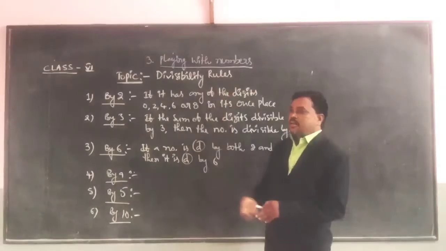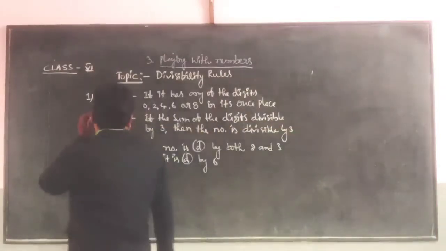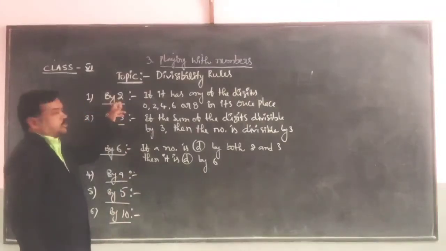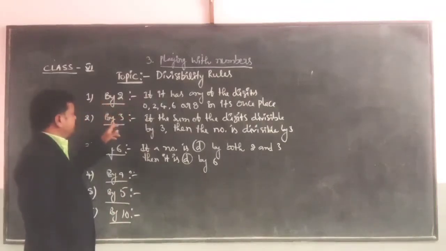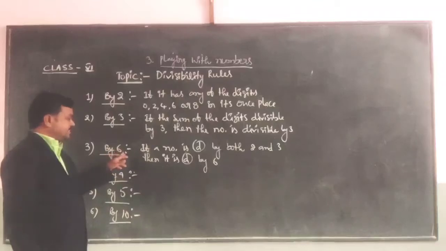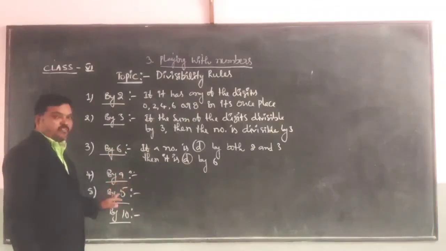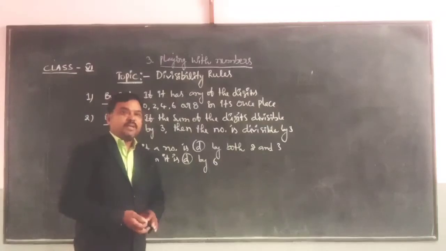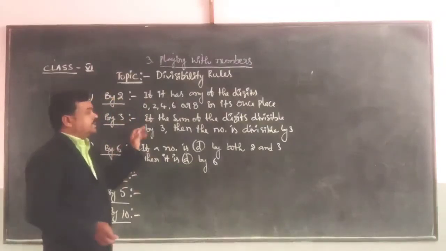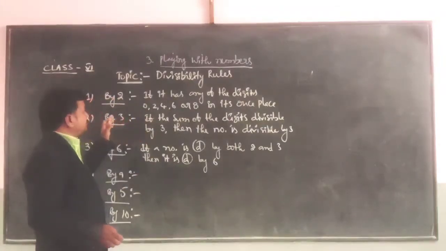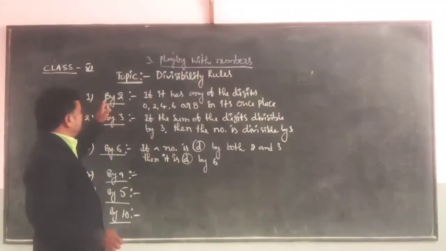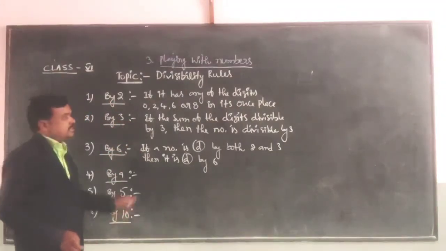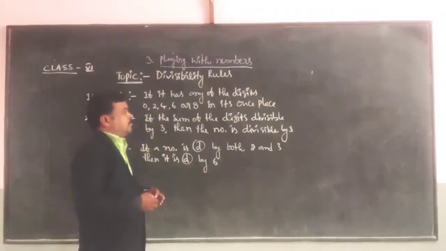So today our topic is divisibility rules. There are a total of 8 divisibility rules: the divisibility rule for 2, for 3, for 6, by 9, by 5, by 10, and by 4 and by 8. Today we are just going to discuss the rules of 2, 3, 6, 9, 5, 10.